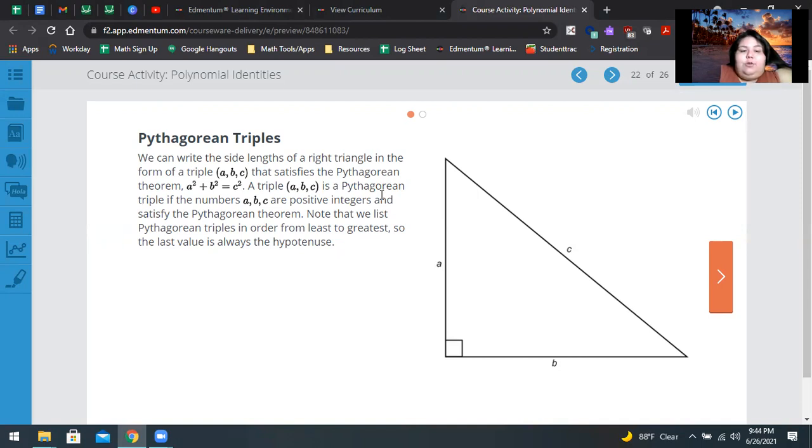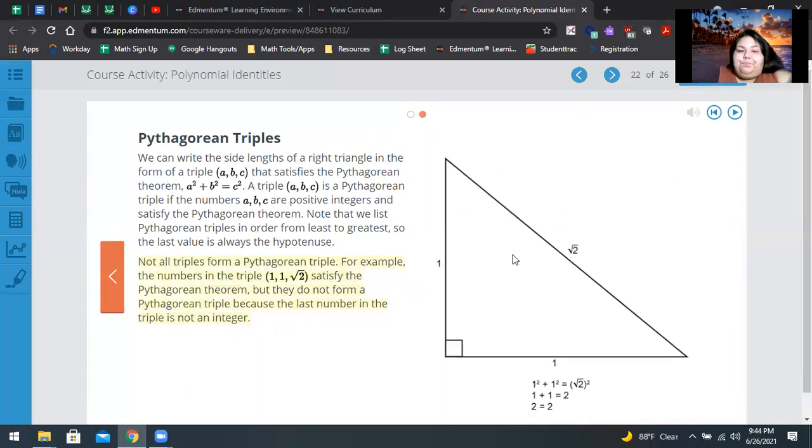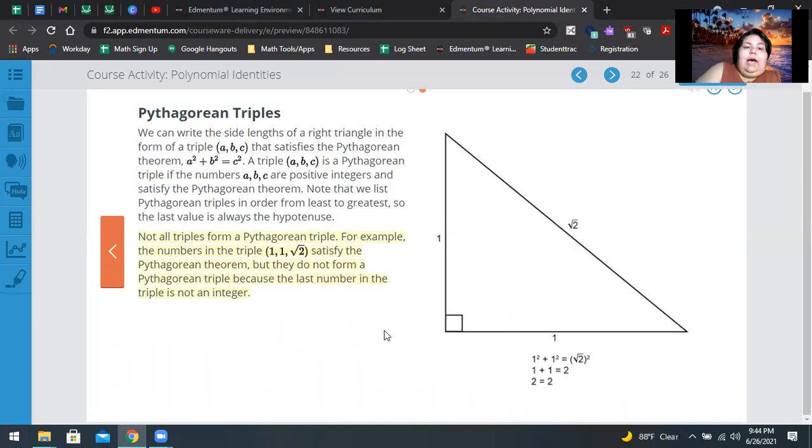Note that the list of Pythagorean triples is in order from least to greatest, so the last value is always the hypotenuse. Like I said, I know I say that A and B order doesn't really matter, but they're going to give you the list from least to greatest. Your last digit should be the highest digit. Again, that's your C. The first two will be your A and B that you'll be plugging into the formula. So, again, when you plug in these values, some will work, some won't work.